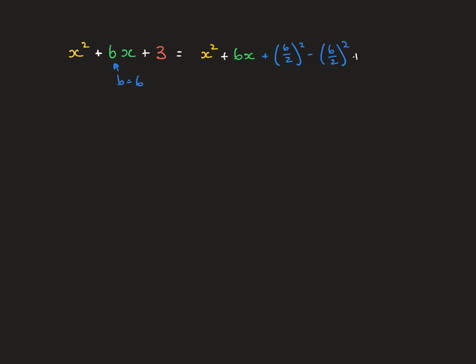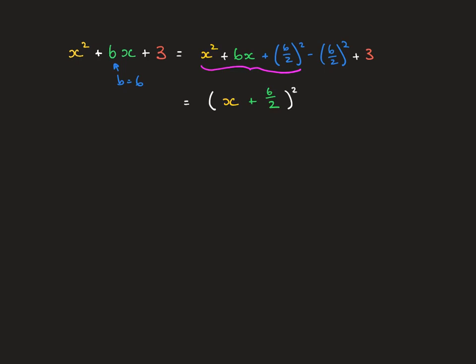And don't forget we have our plus 3 on the end. And then what we're going to do is combine those first 3 terms together that are our perfect square. These ones here come together. And so we're going to write it as its side length. And our side length is going to be our x plus our 6 on 2, and that is all squared.